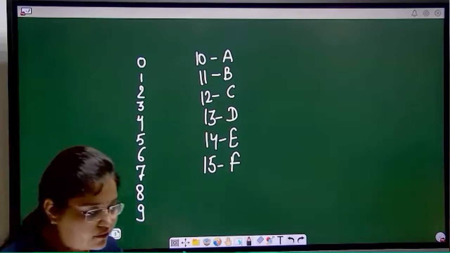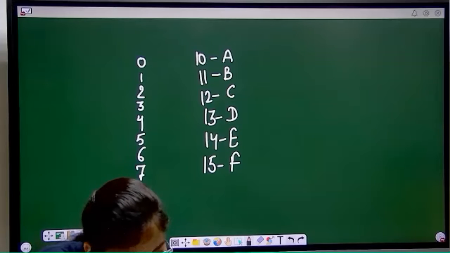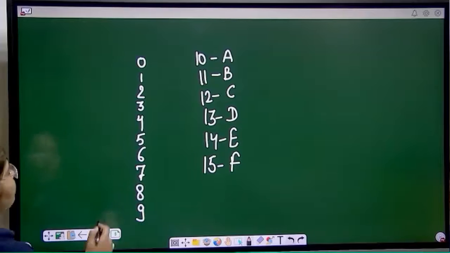Now we will do the conversion. So in conversion we are having first example, decimal to hexa. Okay.